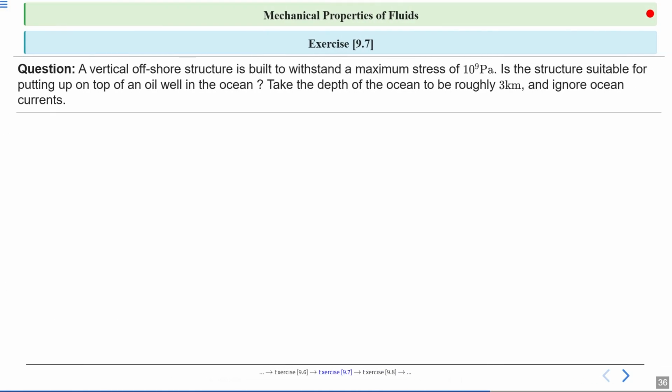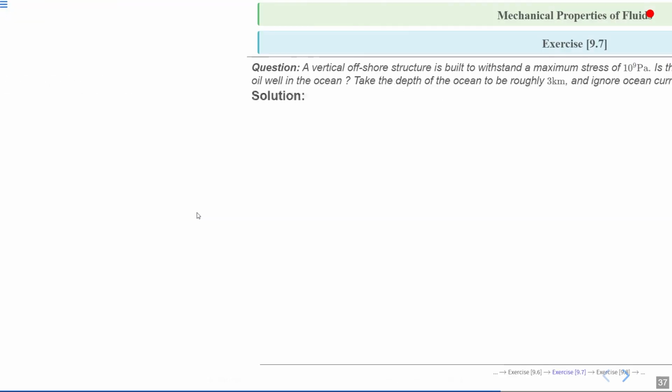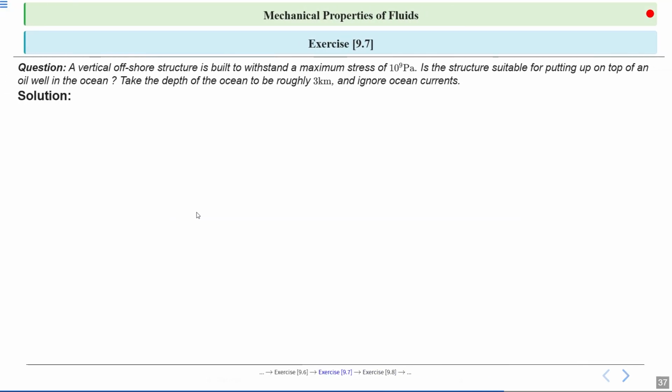A vertical offshore structure is built to withstand a maximum stress of 10 raised to the power 9 Pascal. Is the structure suitable for putting up on the top of an oil well in the ocean? Take a depth of the ocean to be roughly 3 km and ignore ocean currents. Let's see the solution. So the answer is yes. The structure is suitable for putting up on the top of an oil well in the ocean.